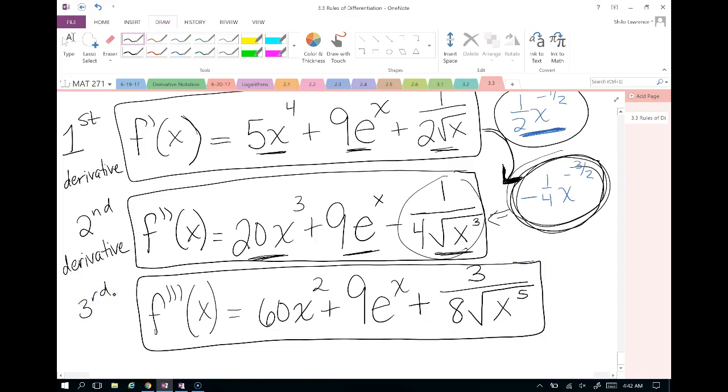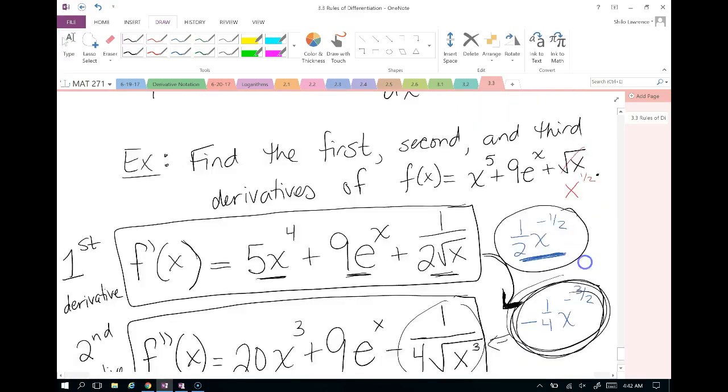And we could do this all day long and get 4th derivative, 5th derivative, 6th derivative, 7th derivative, as long as we want to. We could keep applying our derivative rules over and over again. And you always work off of your previous derivative to get the next one. Okay?